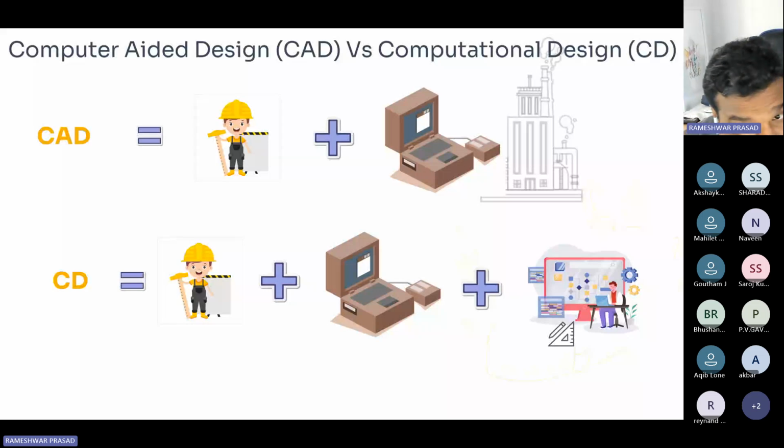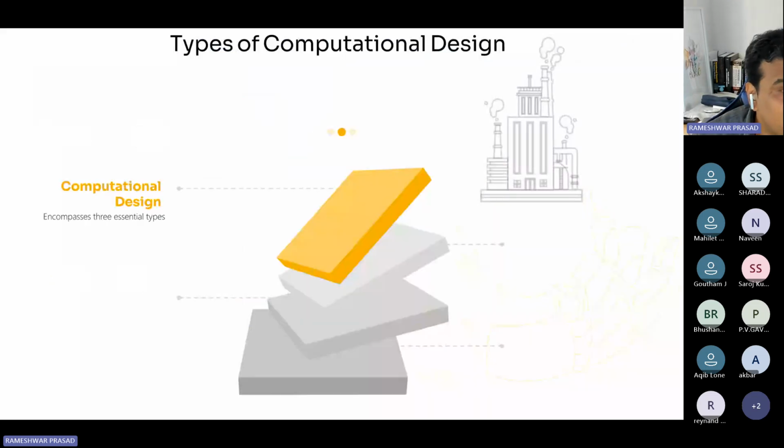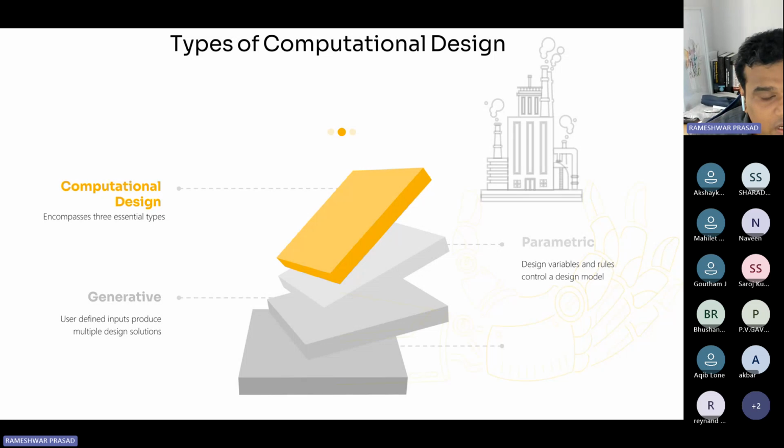Okay, so types of computational design. Obviously, you first have the main set that is called computational design, and what are the subsets, or the different types of computational design? So first is the parametric, where you have design variables and rules that control the design model. The second is generative, where the user-defined inputs produce quite a few design solutions, and then you select a particular design solution based on your requirement.